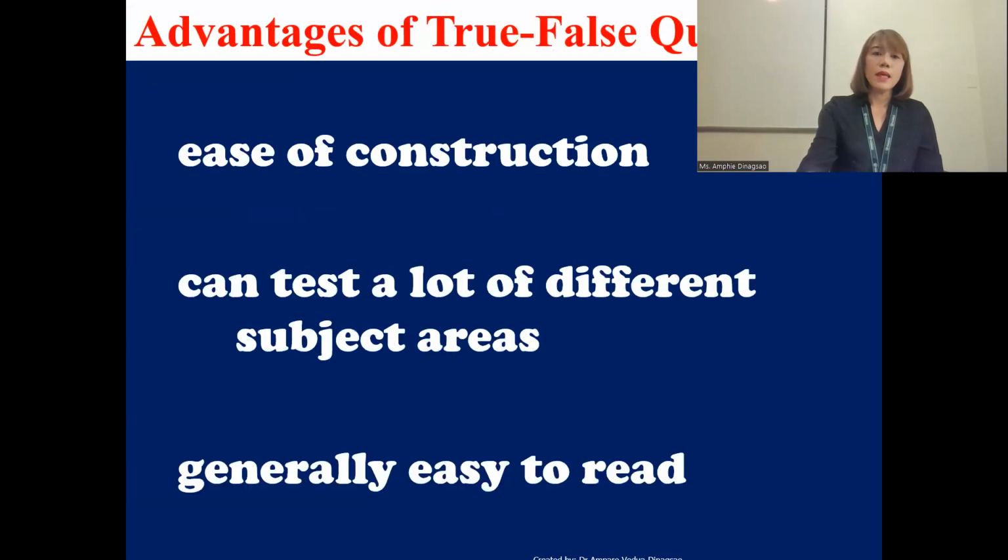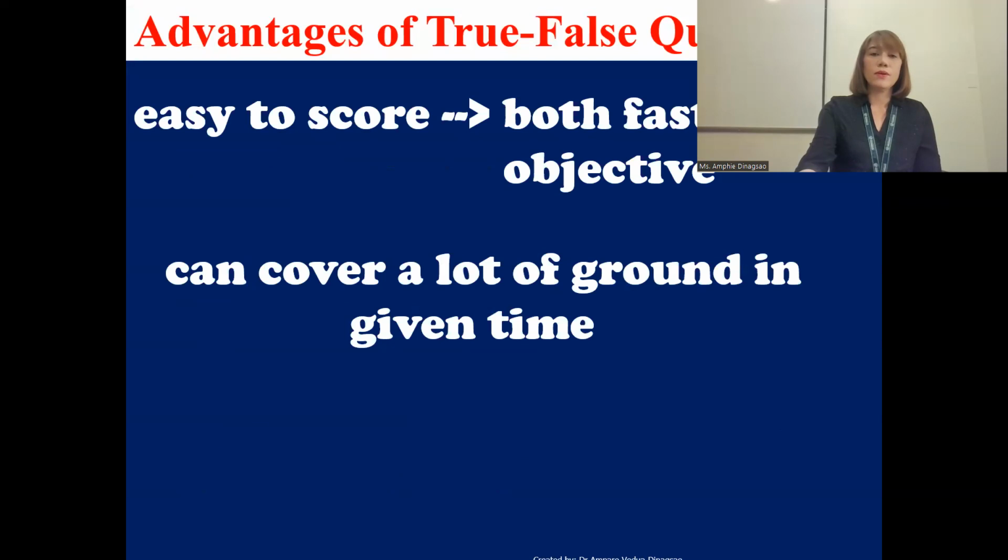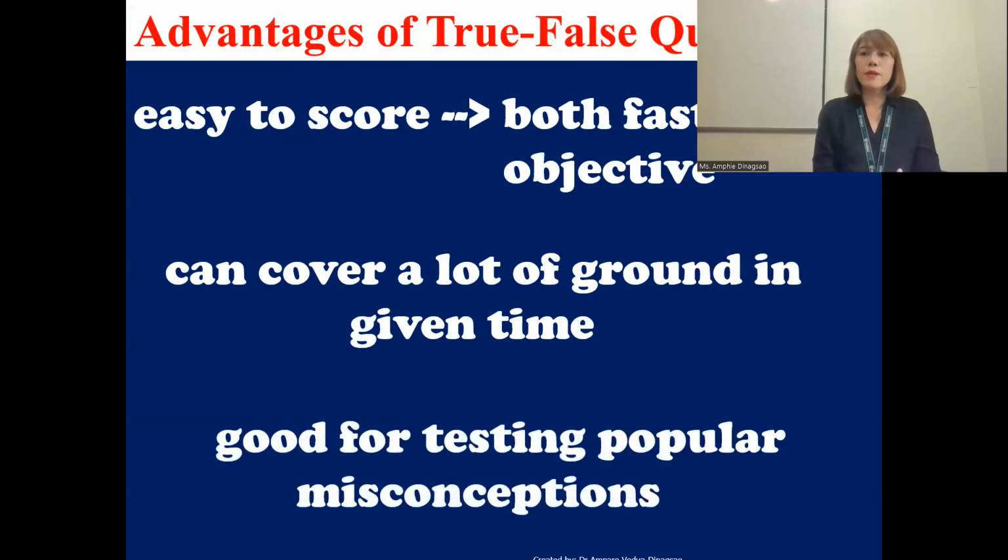So some of the advantages for constructing this type of test is that they're easy to construct. They can test a lot of different subject areas and generally easy to read. They are also easy to score, of course, because they're objective. So it's just correct or not, and there's no need to consider something that can be subjective, just like essay questions, or like some of the limitations in the completion or short answer test. This one, they have to respond just right or wrong, true or false, yes or no.